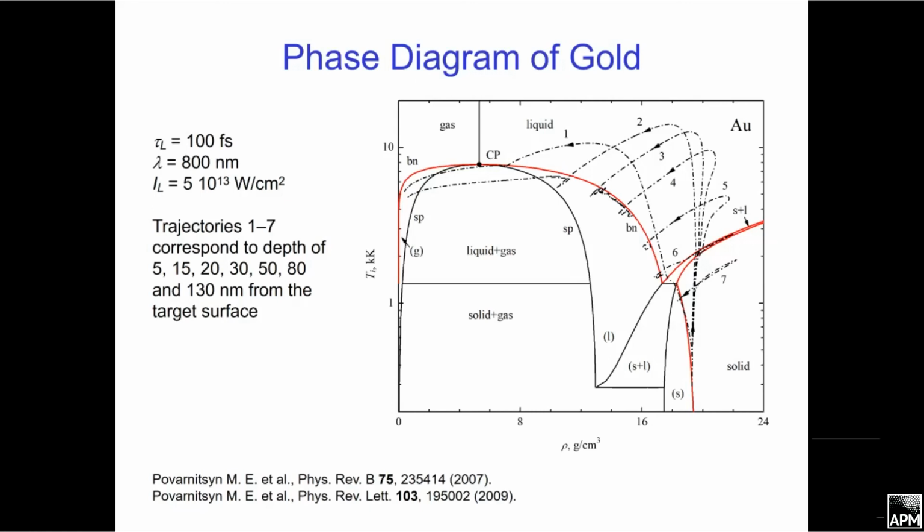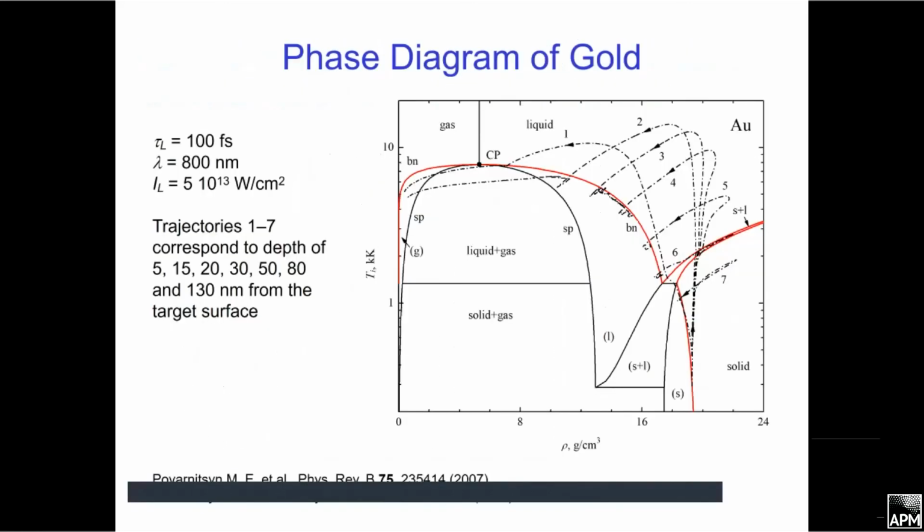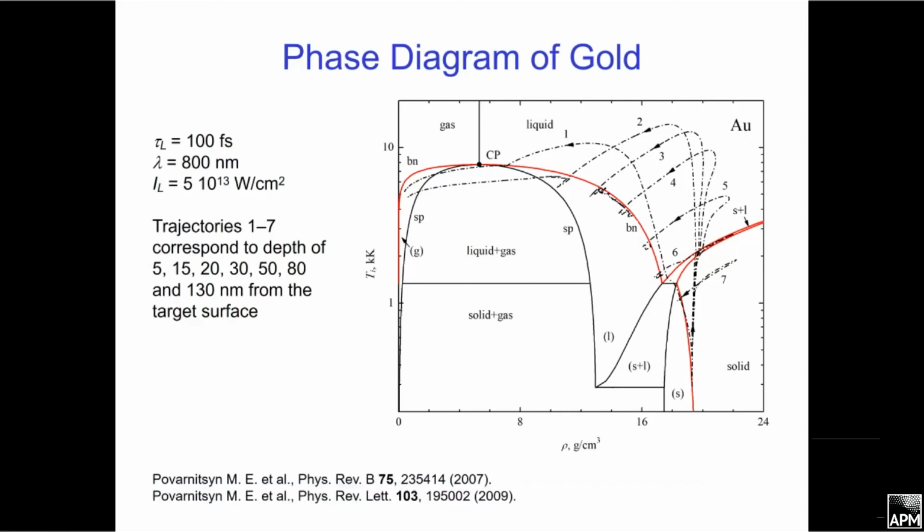These trajectories show the change of the material's state with time at different depths from the target surface. The outer layer is evaporated almost completely, and here you can see isochoric heating and shock wave propagation inside the metal target.